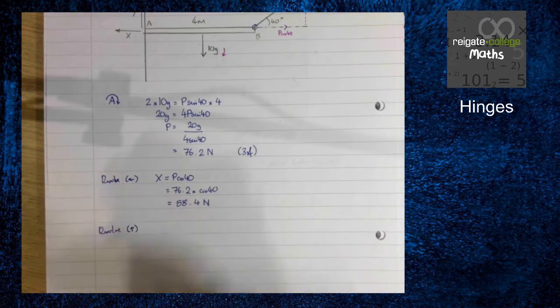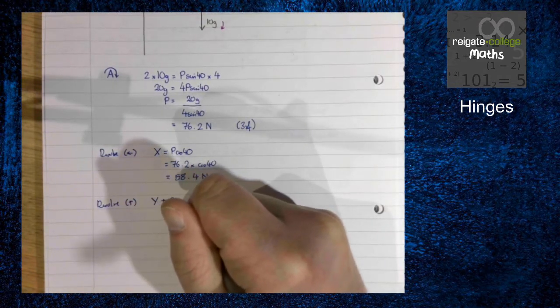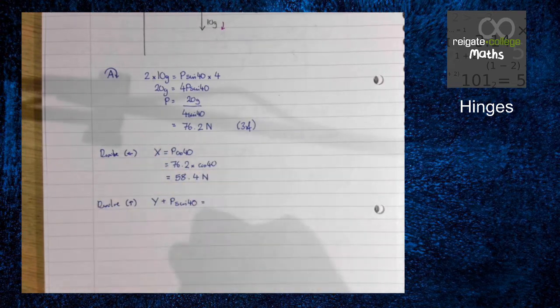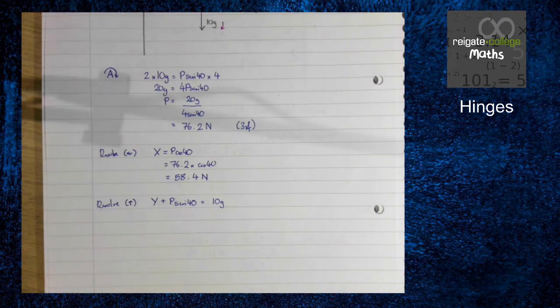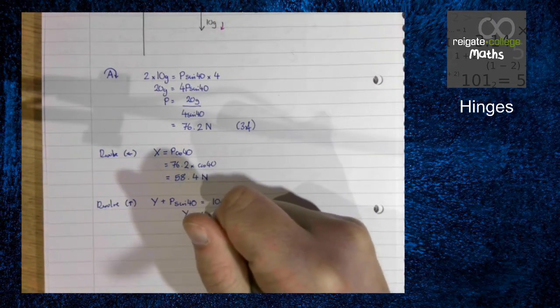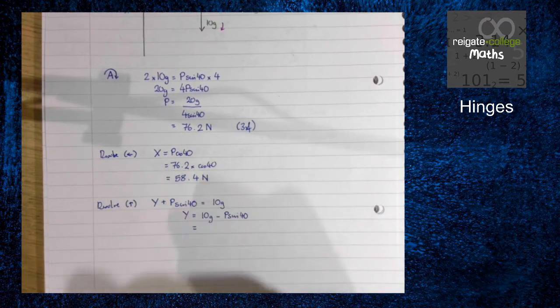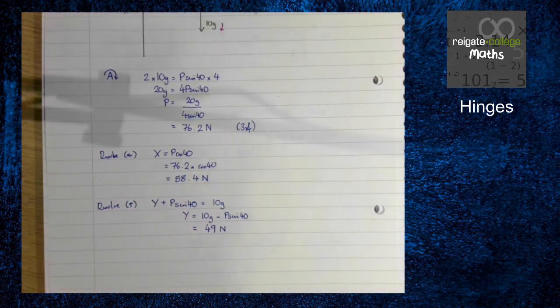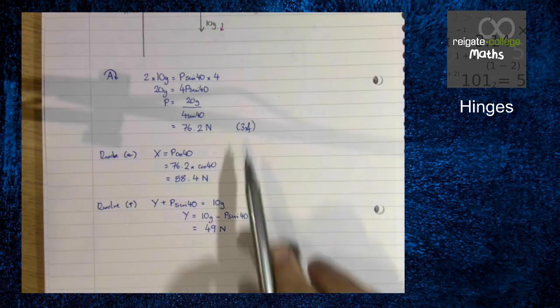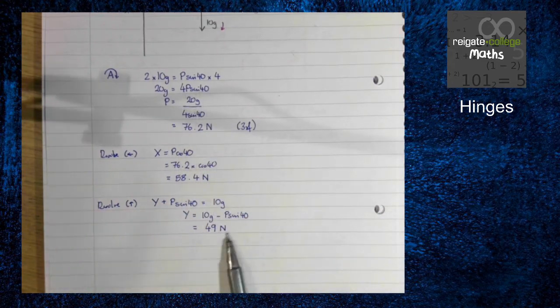We're going to resolve vertically, and we get that Y plus P sine 40 is going to be 10g. Okay, so resolving forces, we now get that Y is 10g minus P sine 40, which comes out as 49 newtons. Now this one does come out exact, because if you look, P is this, the sine 40s cancel, this is just 5g, 10g minus 5g is 5g, 49 newtons.